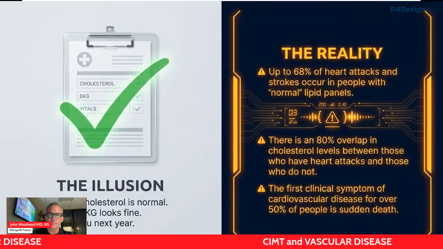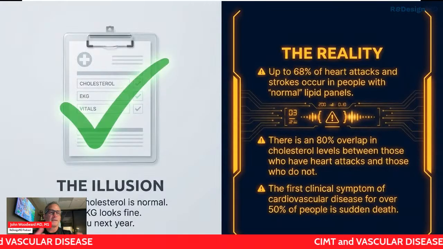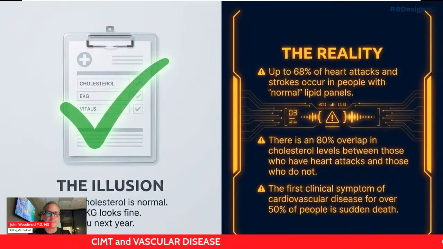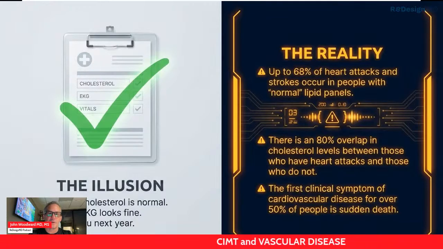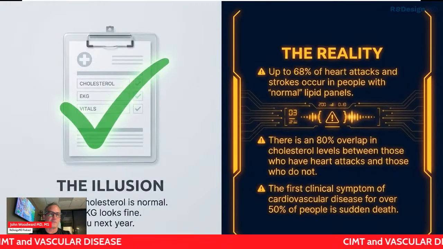So the illusion here is this. The illusion is that, doctor, my cholesterol's normal, my EKG looks fine, and we tell our patients we'll see you next year. Unfortunately, that's doing patients a disservice, as that's not the end all be all. The reality is up to 68% of heart attacks and strokes occur in people with normal cholesterol. In fact, there's an 80% overlap of cholesterol between those that have heart attacks and those that do not.